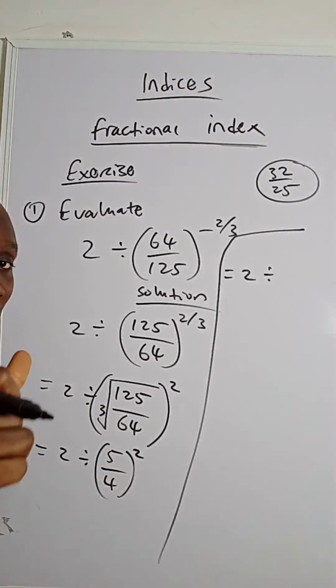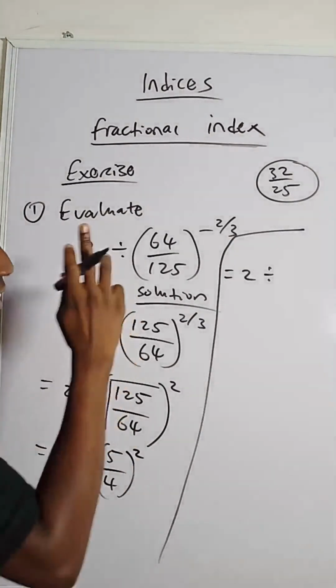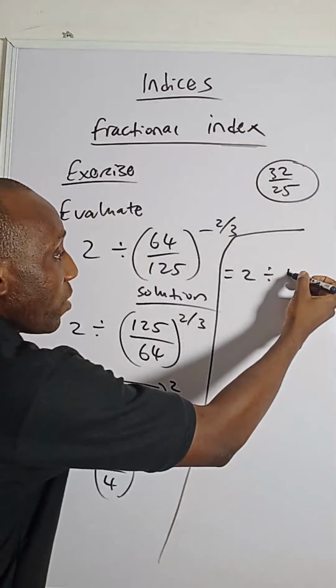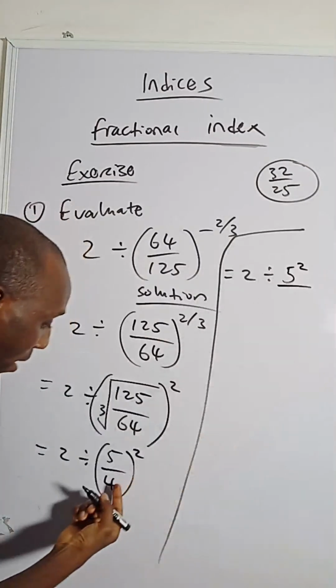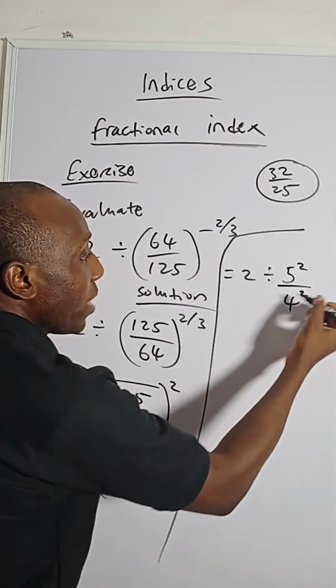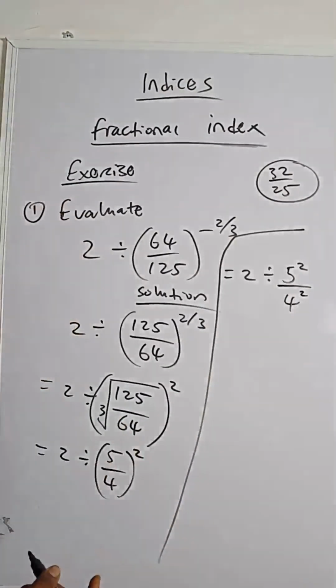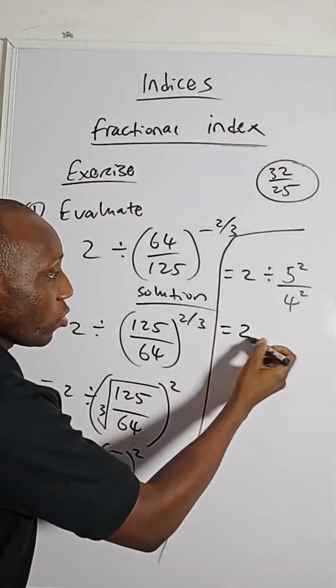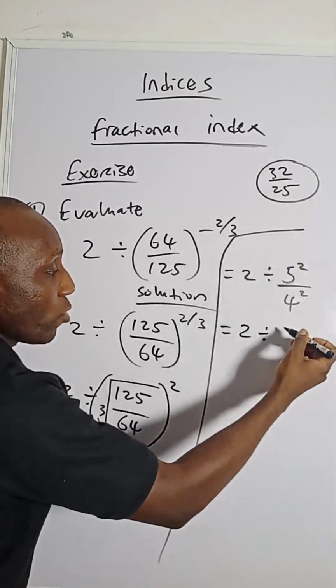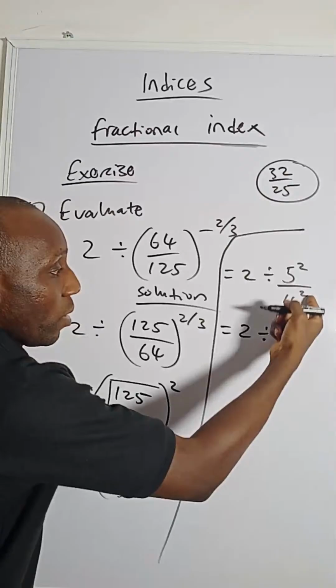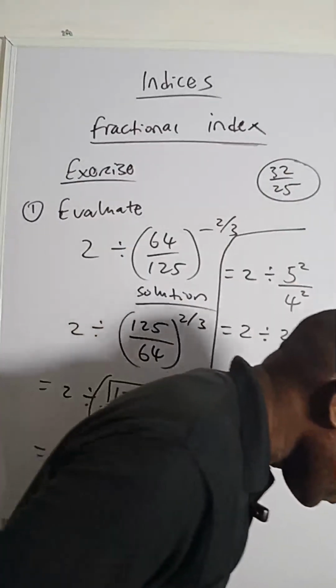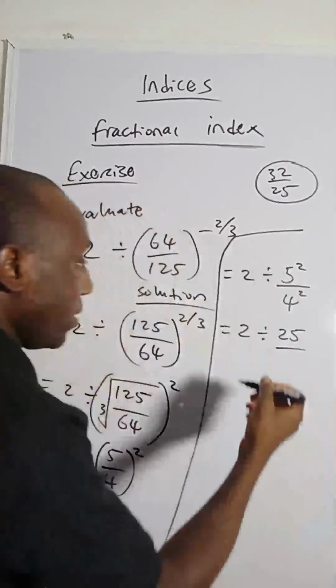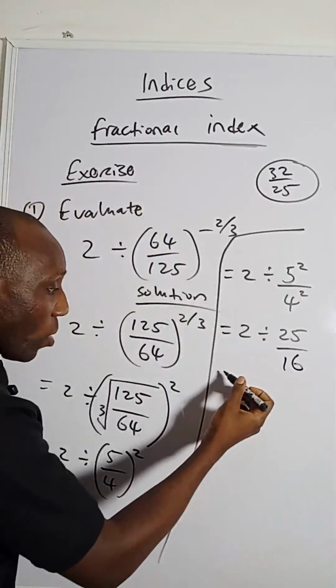We talked about this in the first lesson we had on indices. That's 5 raised to the power of 2 divided by 4 raised to the power of 2. I just distributed the exponent outside to both the numbers 5 and 4. So this is equal to 2 divided by, what is 5 raised to the power of 2? 25. And what about 4 raised to the power of 2? It is 16. So this becomes 2.